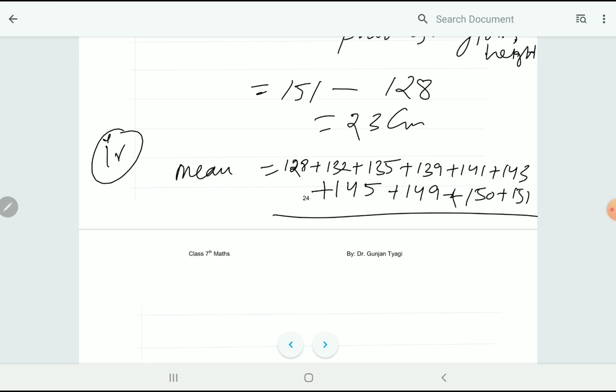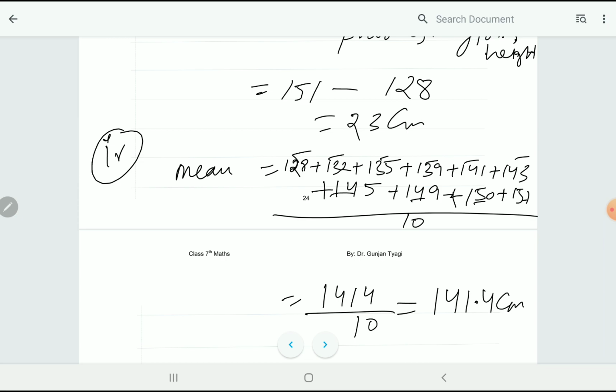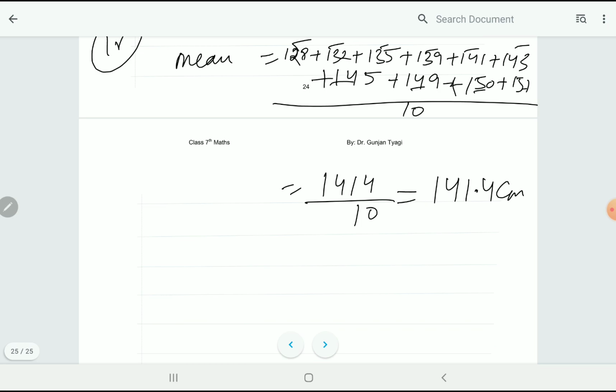Divide by the total number of girls. 1, 2, 3, 4, 5, 6, 7, 8, 9, 10. There are 10 girls in total. So let's add; I will do it roughly. The sum is 1414 divided by 10. So the average height is 141.4 centimeters. This is the mean height or average height of the girls.